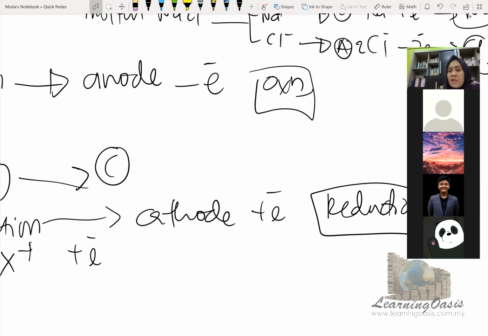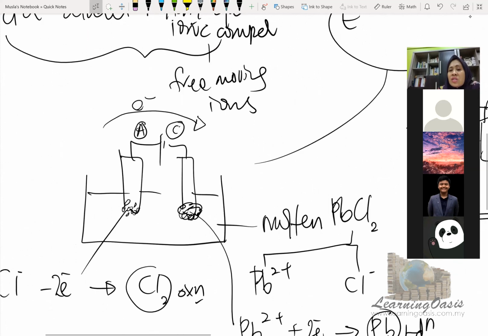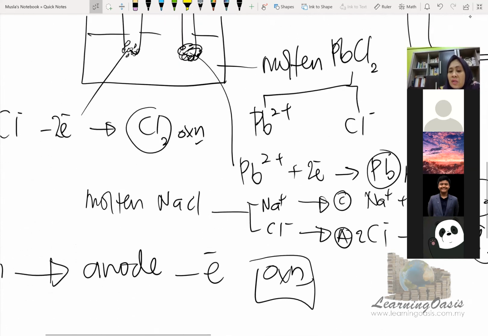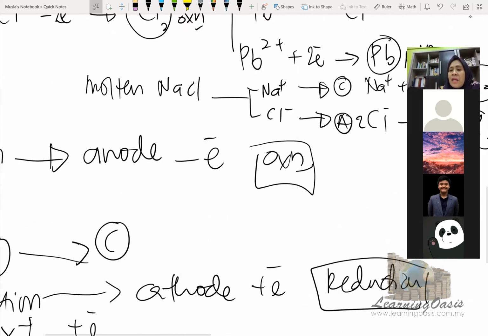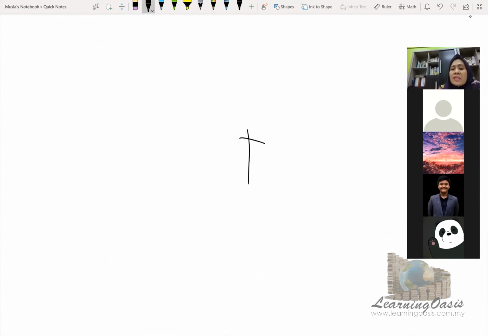So past paper, they can give you: electrolysis is a redox reaction. Using suitable example, explain. So how do you explain? You can just take any of the example. Get it? Understand? You okay? Now next are factors affecting electrolysis.